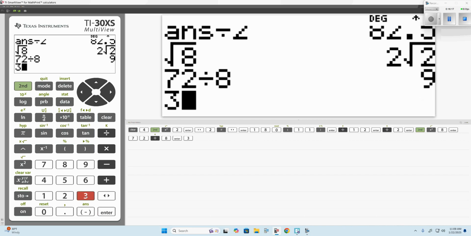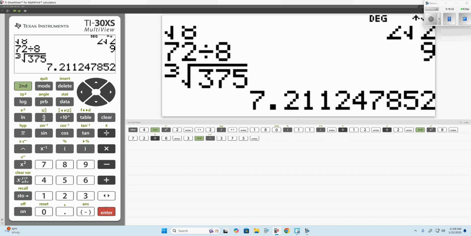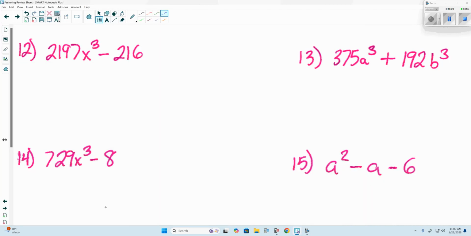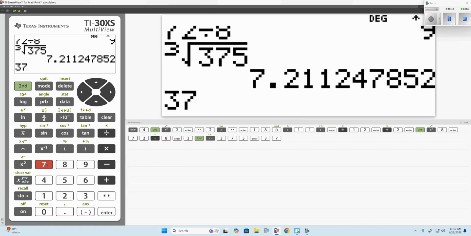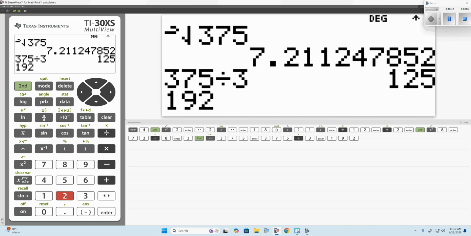Now we can take the cube root of it. 375 is not a perfect cube, but there might be a number that goes into both. And with all these here, we'll start with lower numbers, so 2, does 2 go into both? How about 3? Well, we can try 3. 375 divided by 3. 192 divided by 3.